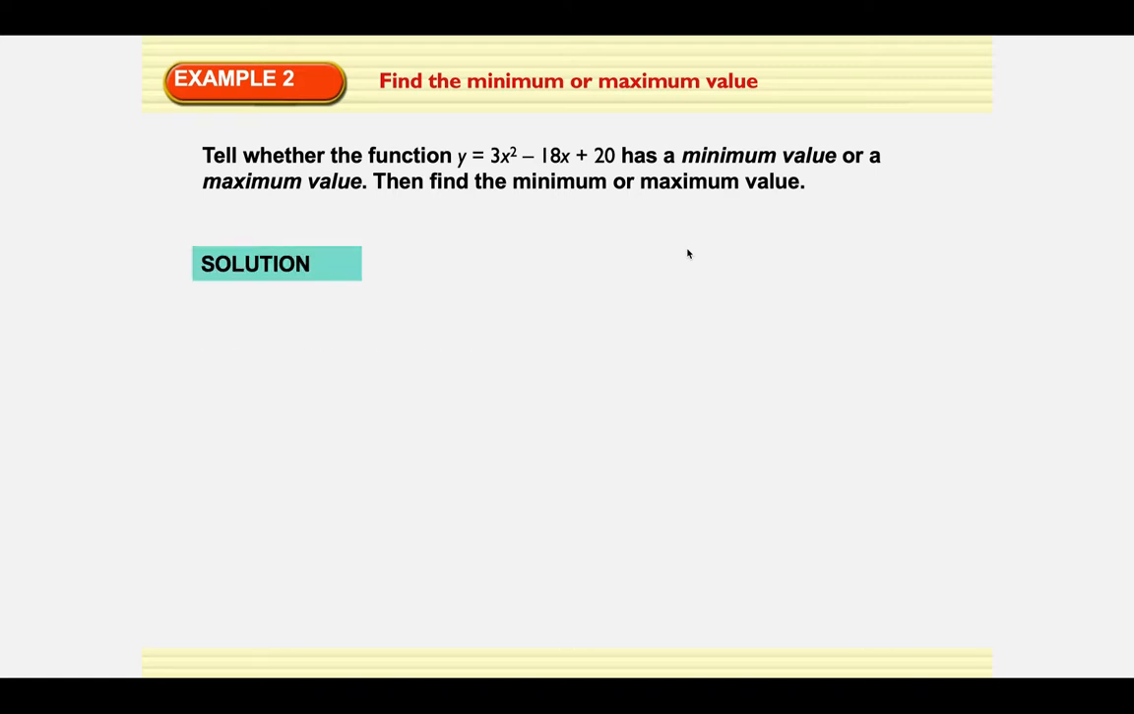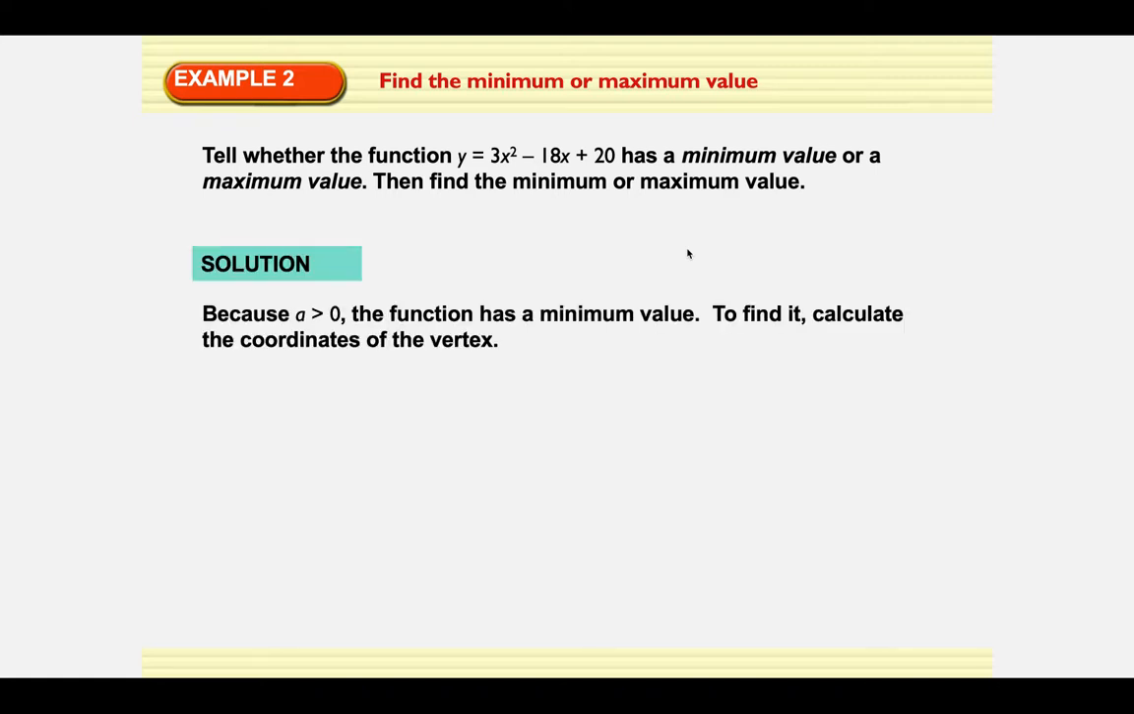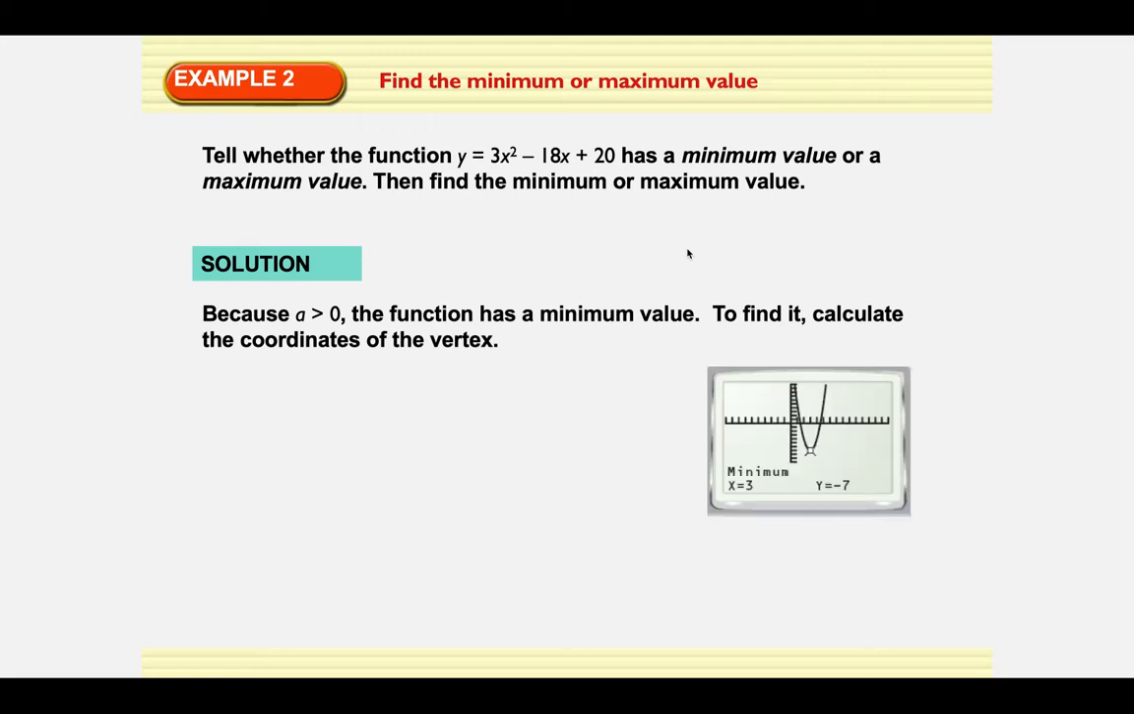Well, since a is 3, that's positive, so it opens up, and it's going to look like a valley. You're going to have a bottom to your valley, and you want to calculate the coordinates of the vertex. The y value of the vertex, the function value of the vertex, will be your minimum value. All right, so first we figure out the x value, which is negative b over 2a. So we have negative 18 over 2 times 3.